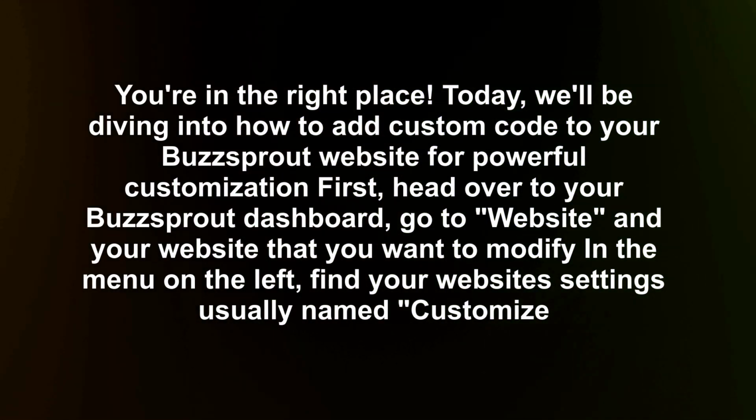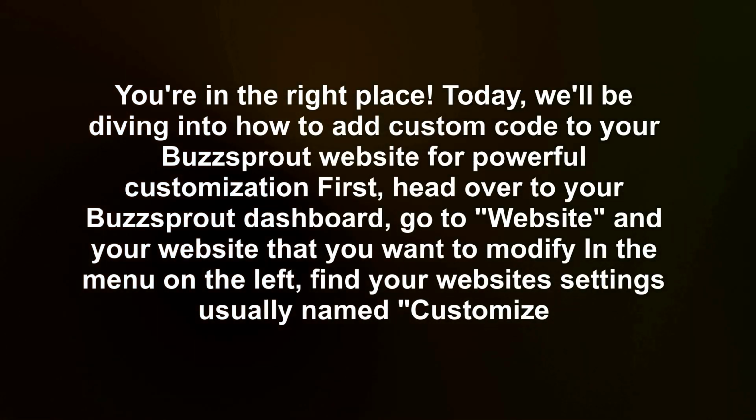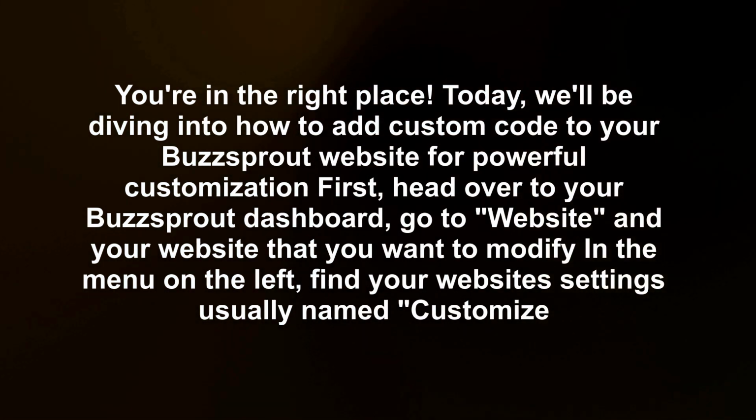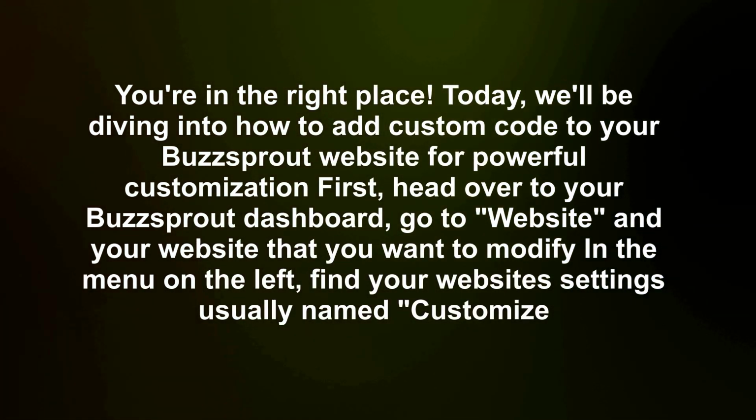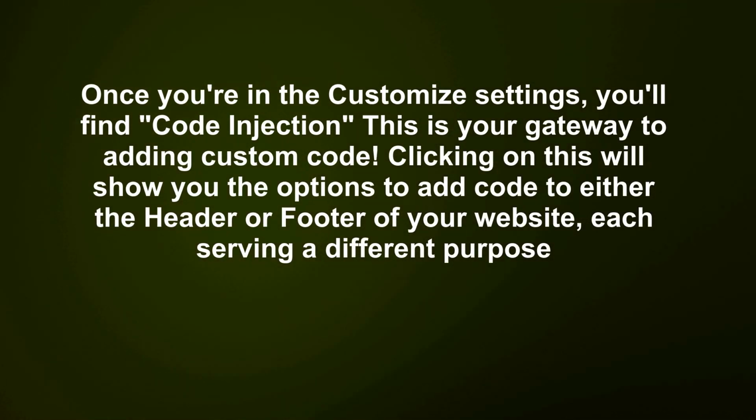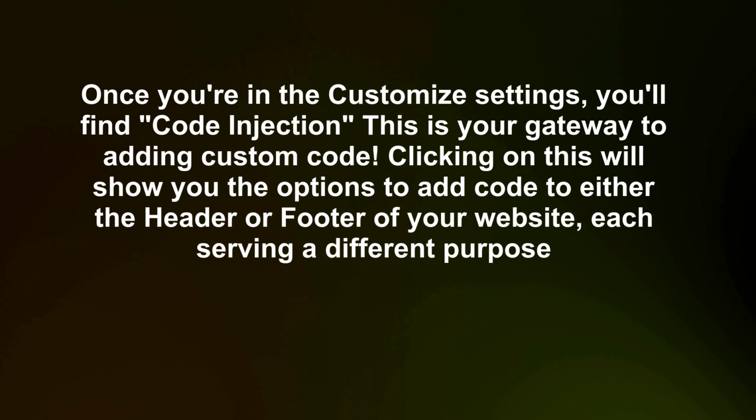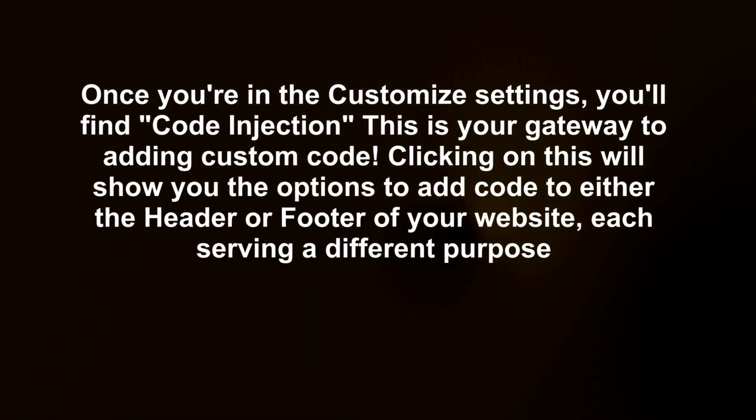First, head over to your Buzzsprout dashboard. Go to Website and your website that you want to modify in the menu on the left. Find your website settings, usually named Customize. Once you're in the Customize settings, you'll find Code Injection. This is your gateway to adding custom code.